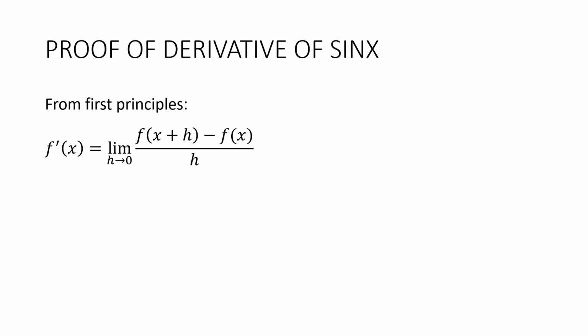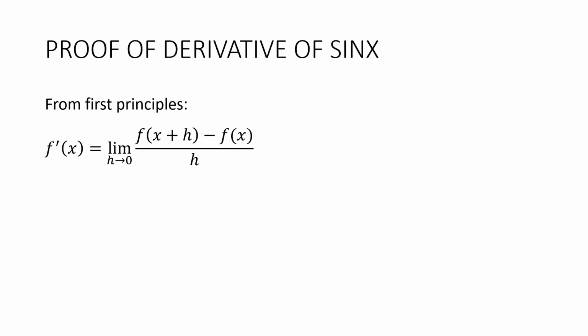Now we're going to look at the proofs of all three of these derivatives, and we'll start with the proof of the derivative of y is equal to sine x. Now it is quite a complicated proof, and you would never be expected to reproduce it in an exam. From first principles, f dash of x is equal to the limit as h approaches 0 of f of x plus h, take away f of x, all over h.